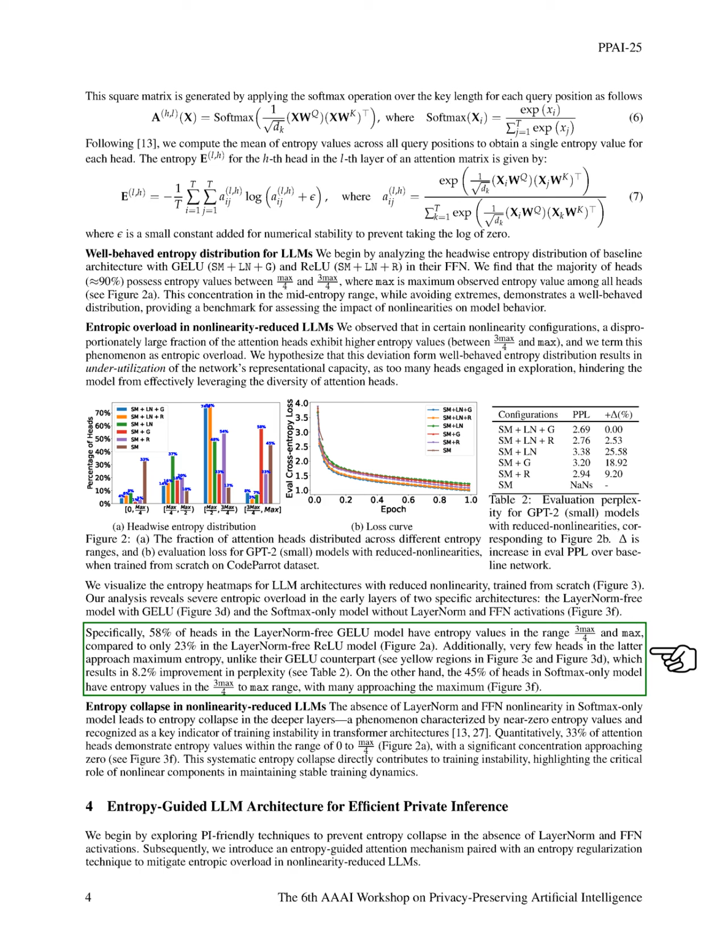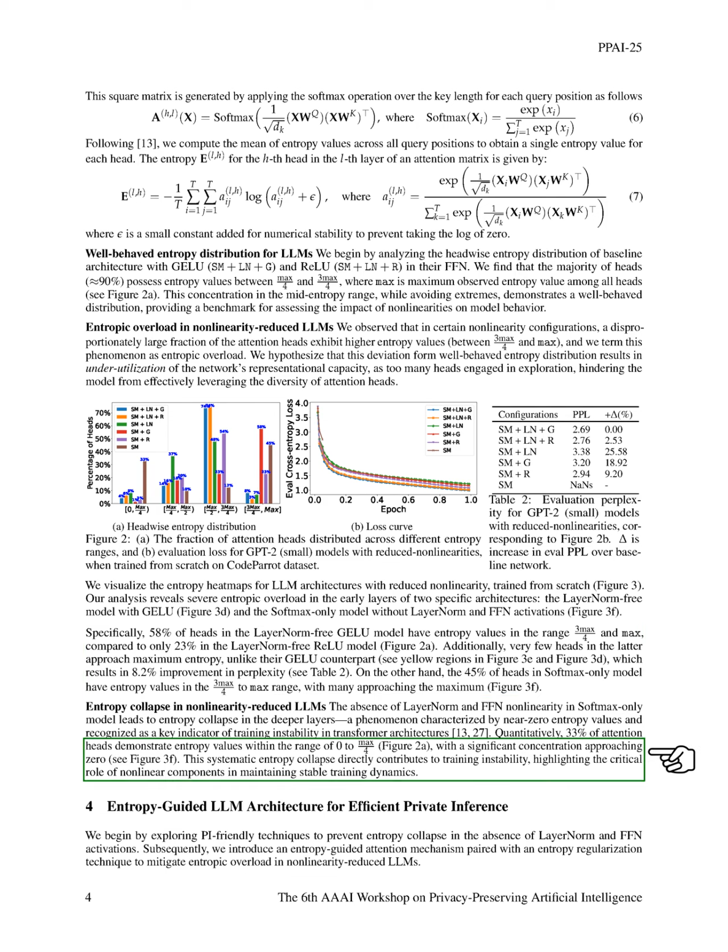In the softmax-only model, 45% of heads also show high entropy values, with many nearing the maximum. We observe that the lack of layer norm and FFN nonlinearity in the softmax-only model results in entropy collapse in deeper layers, characterized by near-zero entropy values, which indicates training instability.